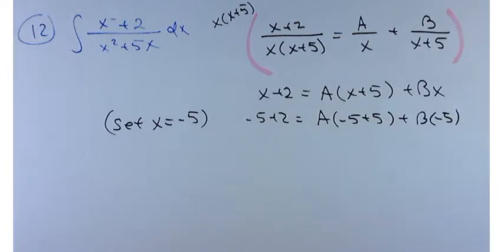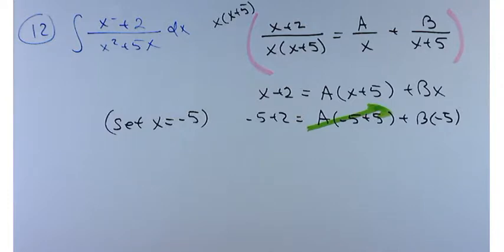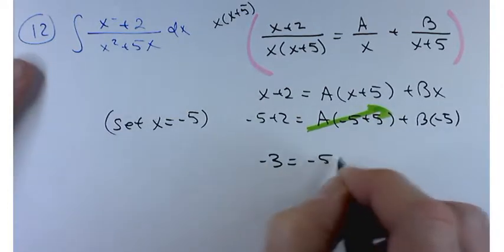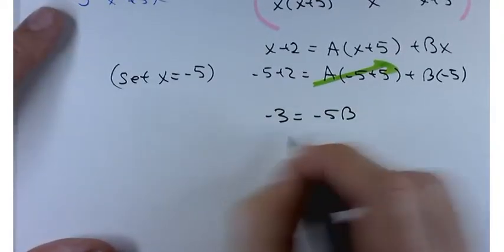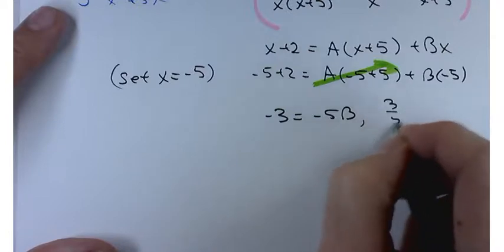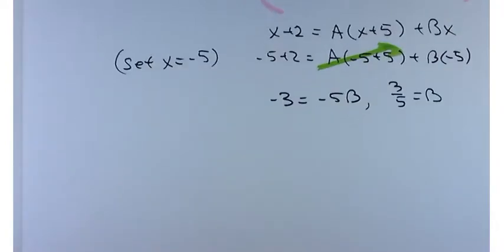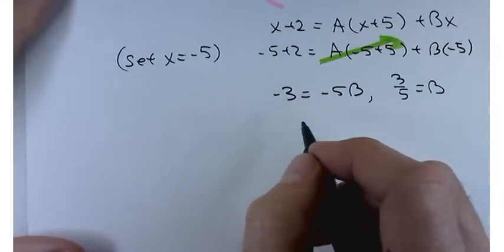So this term wipes out altogether. And we're left with negative 3 equals negative 5b. Divide both sides by negative 5. I get 3/5 for b. Hey, and that worked out pretty good. Now that gives me b. Thanks, Ronnie. What am I going to do to solve for a?